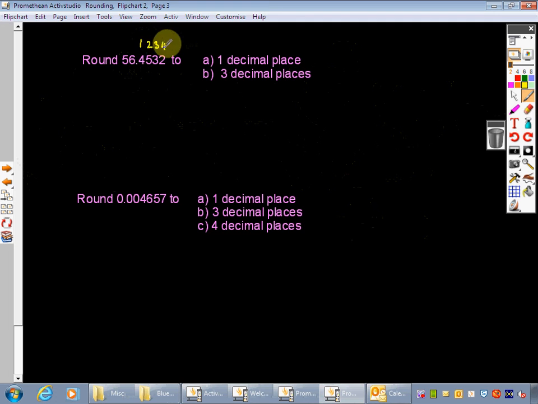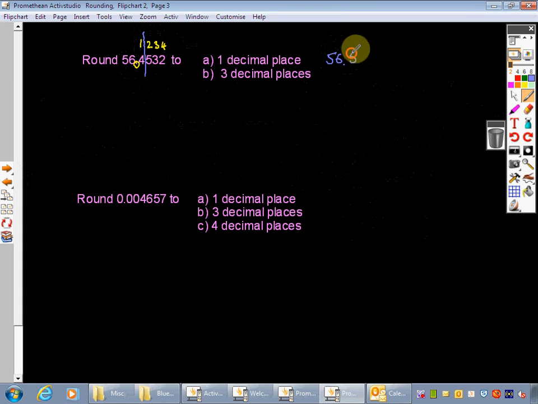So, to one decimal place then, I've got to chop my number off here, and again, that's more than halfway, so my answer there is going to be 56.5. I don't want 4, because 45 is nearer to 50 than it is to 40, so it's going to be 5, just like that.